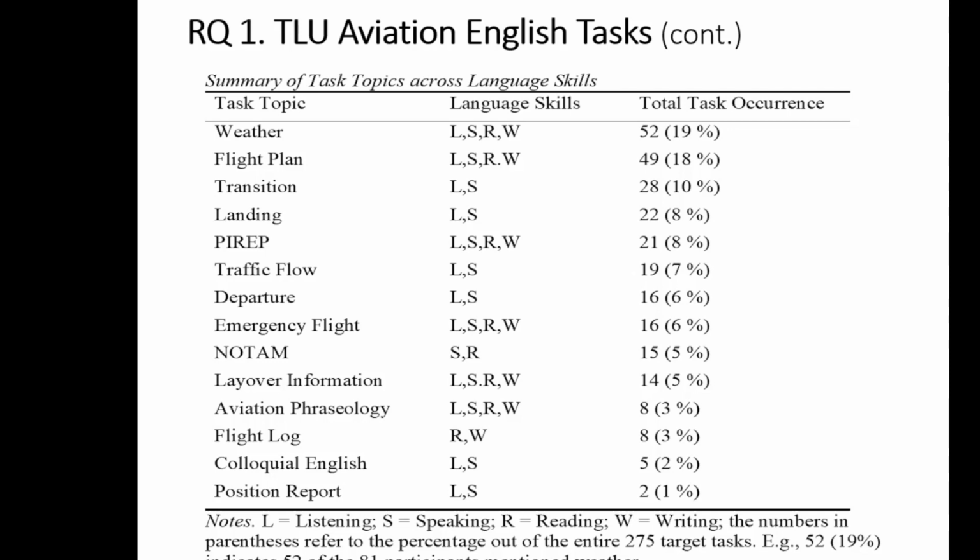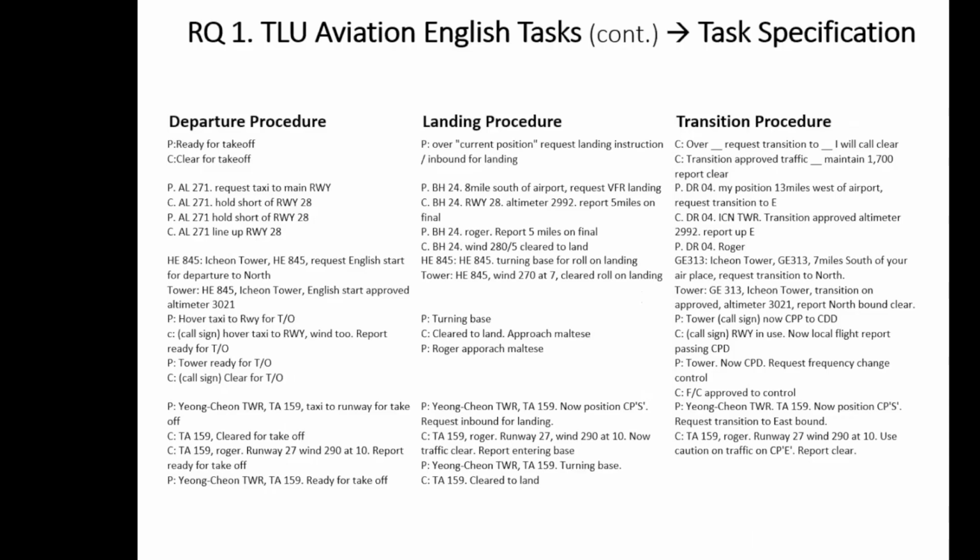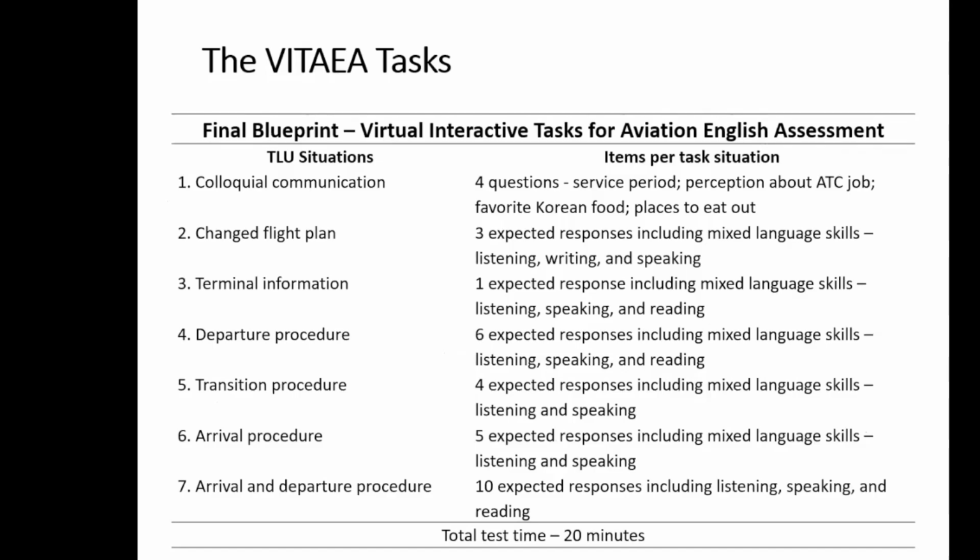And then this is the specific task specification based on the individual target tasks and task topics, and document analysis of the military army manuals. So those are some examples of task specification for departure procedure, landing procedure, and transition procedure. So this is the final blueprint, before the actual designing or embedding of specific target tasks in a virtual environment.